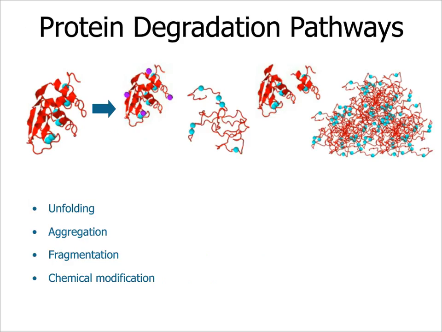The first step in this process is to determine our degradation pattern. So there are multiple ways of proteins degrading. It could be unfolding, it could be aggregation, fragmentation, or chemical modification. And all of these are going to lead to characteristics which are unfavorable.